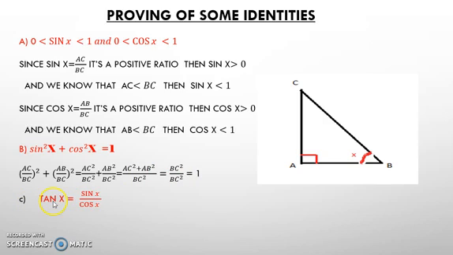The third rule is that tangent of x is equal to sine x over cosine x. We know that tangent of x is equal to the opposite side over the adjacent. Let's start with the second part of this identity, sine x over cosine x, and replace the sine and the cosine by their ratios. Sine of x is equal to AC over BC and cosine of x is equal to AB over BC. Simplify BC and BC, then we get AC over AB, which is tangent of x.